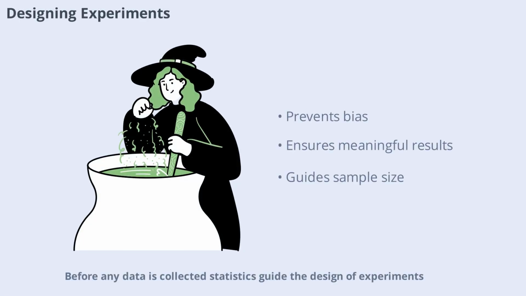Before any data is collected, statistics guide the design of experiments. Researchers use statistical principles to decide how many subjects to include, how to assign treatments, and how to control for variables. This careful planning helps avoid bias and ensures that the results will be meaningful. A well-designed experiment is the foundation of credible scientific research.